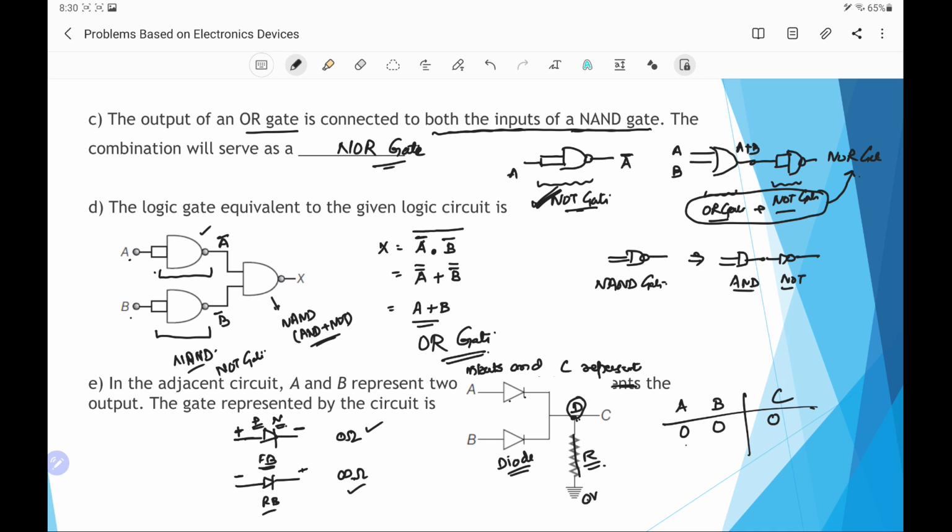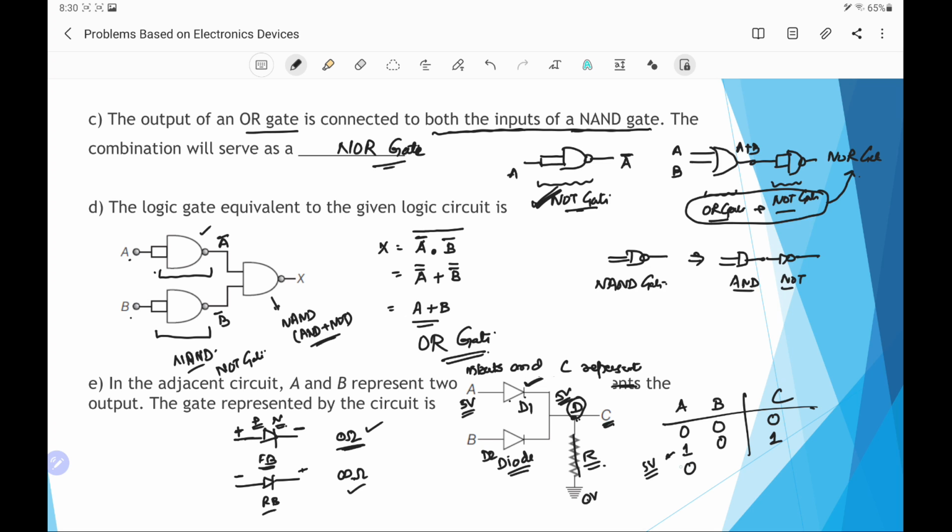But suppose A is high and B is 0. One high means if 5 volt is given to the terminal A and B is grounded, in that case this diode D1 will conduct, and suppose this is diode 2. If it conducts, it is like a short circuit because it has 0 ohm resistance. So if it is 5 volt, then the drop across this D1 is 0 volt. That means this terminal D will be at 5 volt. And a current will flow in the resistance R, and C will be at 5 volt. That means C is at high.